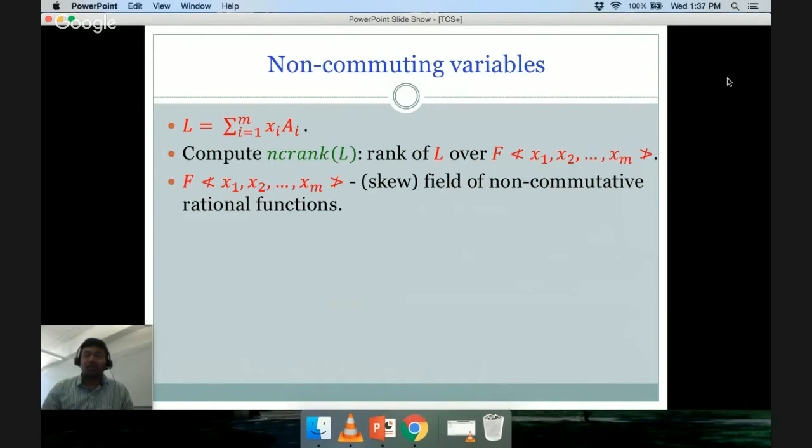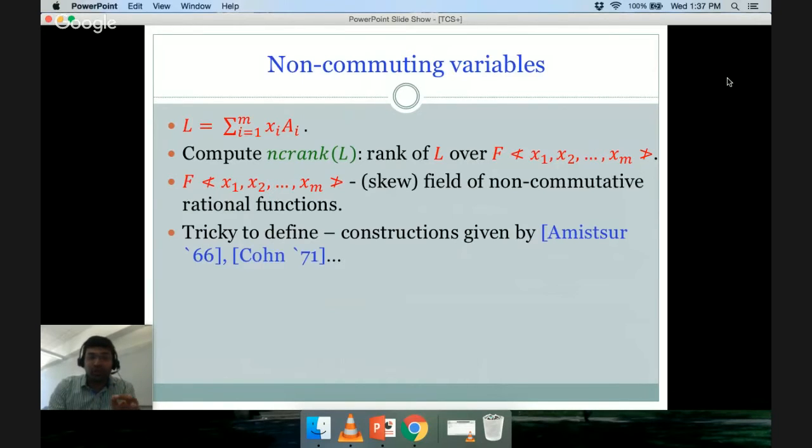So what is this object? It turns out it's extremely tricky to define, at least this field of non-commutative rational functions. In the commutative case, every rational expression in x1 to xm can be written as a ratio of two polynomials. But in the non-commutative case, not every rational expression in these variables can be written as a ratio of two polynomials, because of non-commutativity. In fact, you could have expressions with an unbounded number of nested inversions. For that reason it's really hard to define this field of non-commutative rational functions, so I won't define this quantity in this talk.